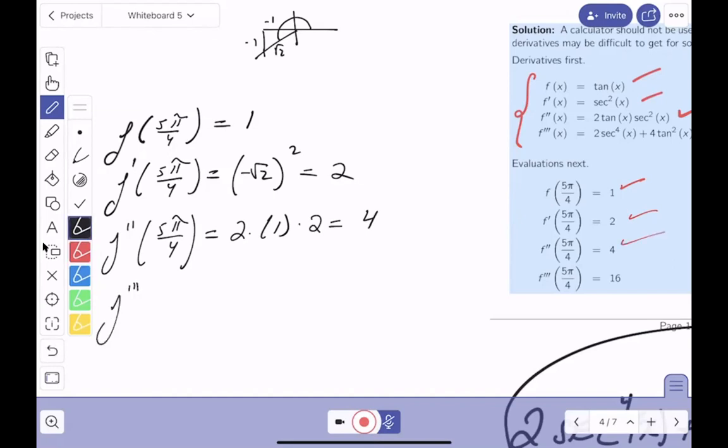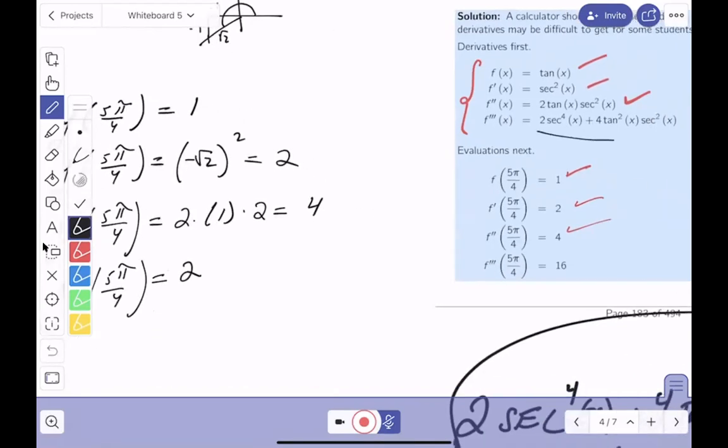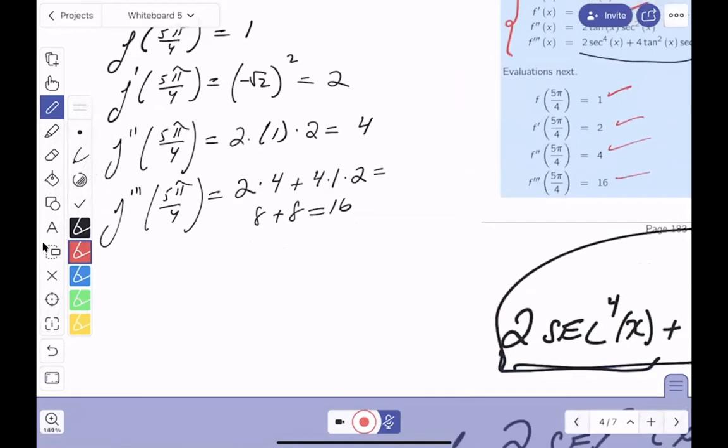F triple prime. And what's that going to be? Well, 2. Again, we're using this over here. Secant to the 4th power, that's going to be 4, plus 4 times 1 times 2. Let's see if we can do that. That's going to be 8 plus 8, which is 16. Let's check it. I got this over here. Game's not over yet, guys.